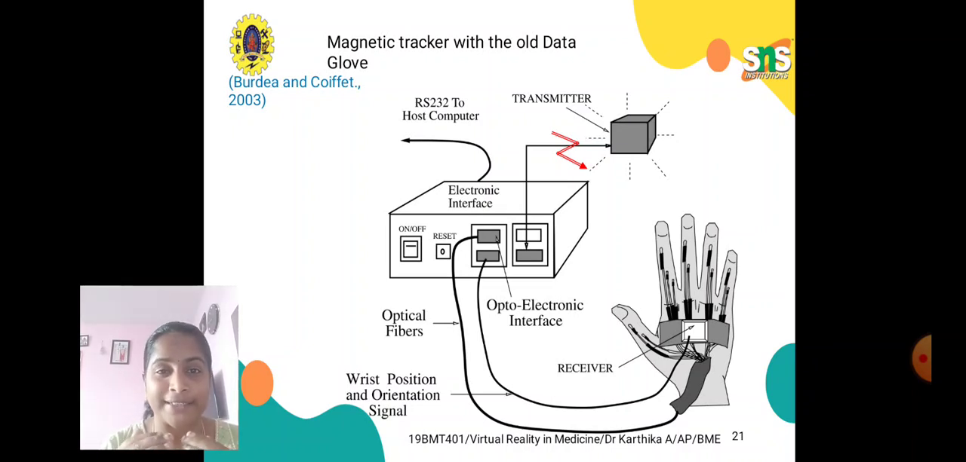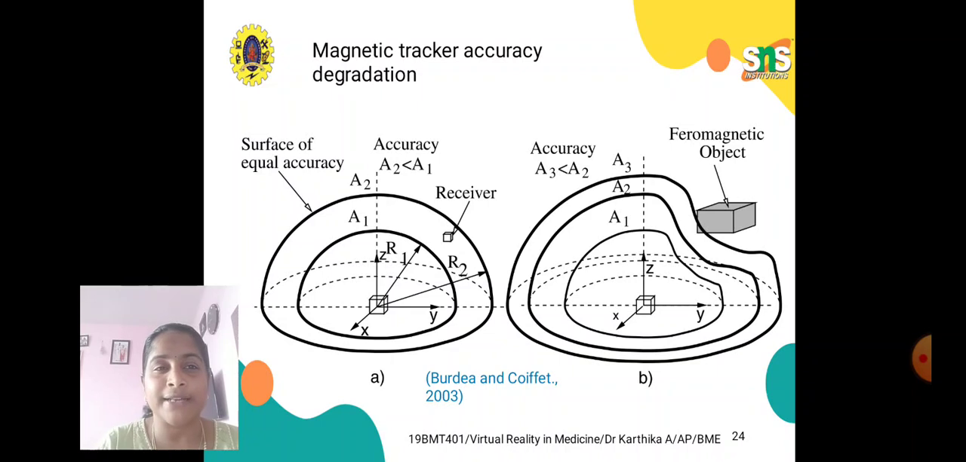With the help of this magnetic tracker, we can track only the stationary transmitter and the moving receiver's position. Here the example is the old data glove. It is a perfect example of a magnetic tracker. Okay, here is magnetic tracker accuracy degradation. Here we have accuracy A1, A2, A3, A4 based on the surface of equal accuracy and the ferromagnetic object. Based on that ferromagnet and the magnet which is used to produce the magnetic field, and the surface, the accuracy might differ.